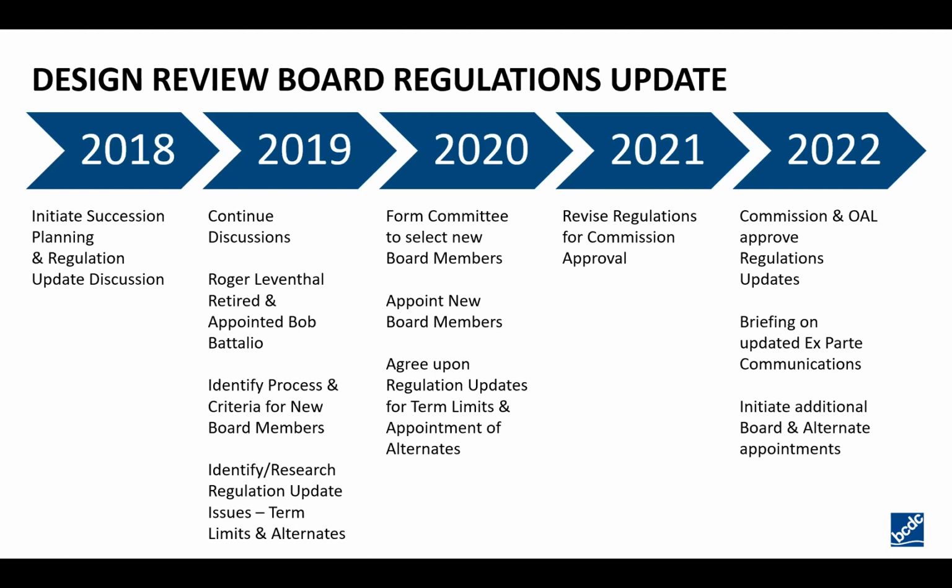In 2022, the commission approved the final revised regulations text, and just last week, the Office of Administrative Law approved the regulations update. And this update will go into effect on October 1st, 2022. So after 4 years of work, we finally have the ability to appoint new board members as alternates who will serve with term limits. And I'll briefly review these updates with the next few slides.